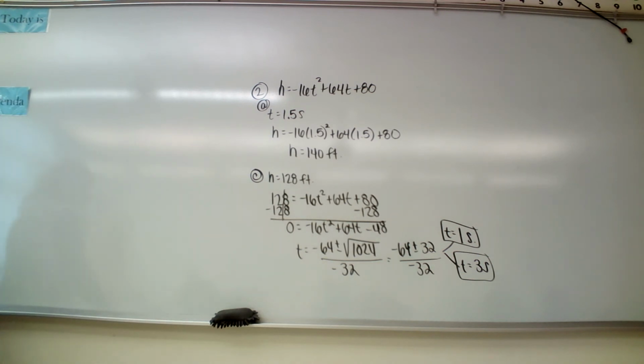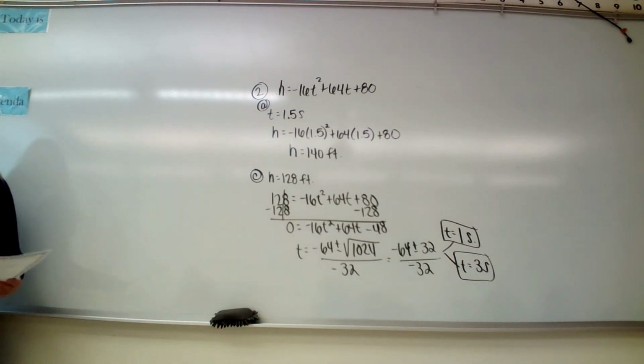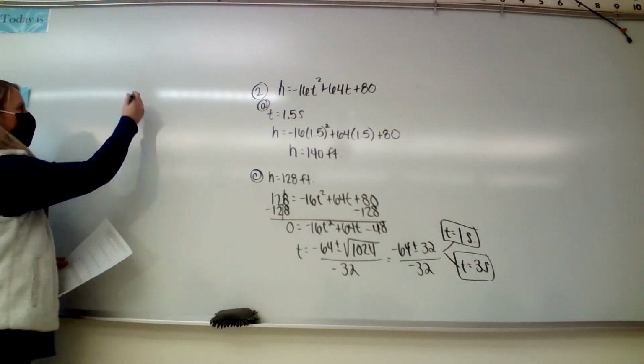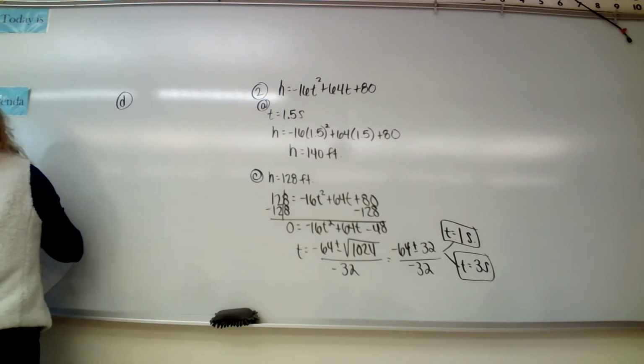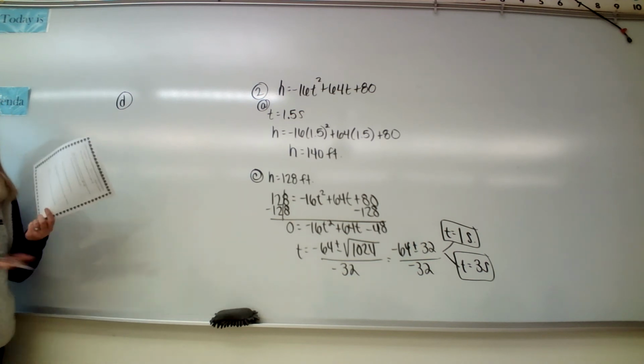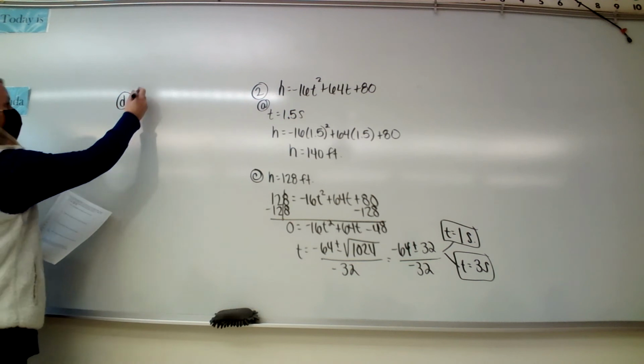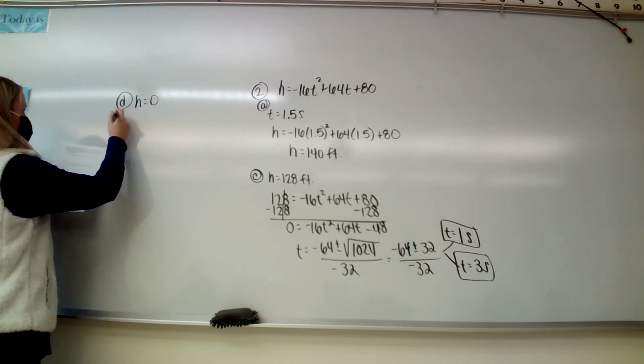So this is set up basically just like the other one we just did. Sorry, I have more room over here, so I'm going to do D over here. I'm in a weird space trying to fit everything. After how many seconds will it hit the lake? So in that case, the water is basically ground level, or we'll say sea level. So our height, we're going to say, is 0.